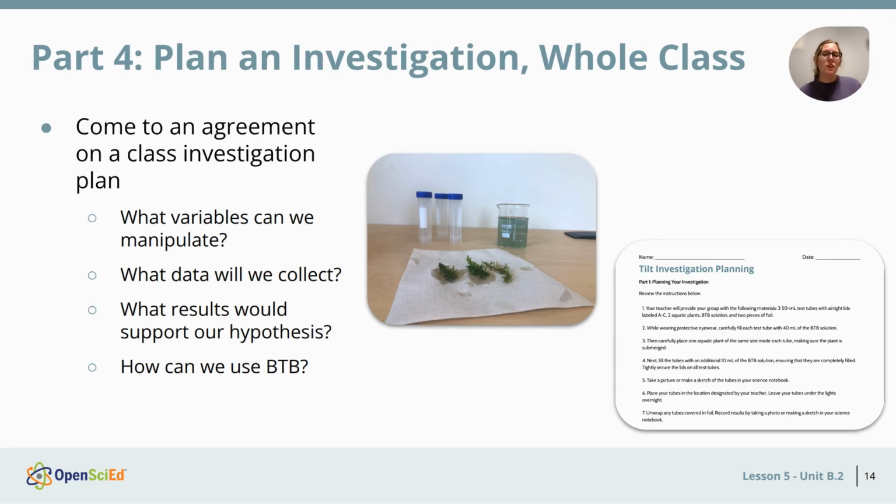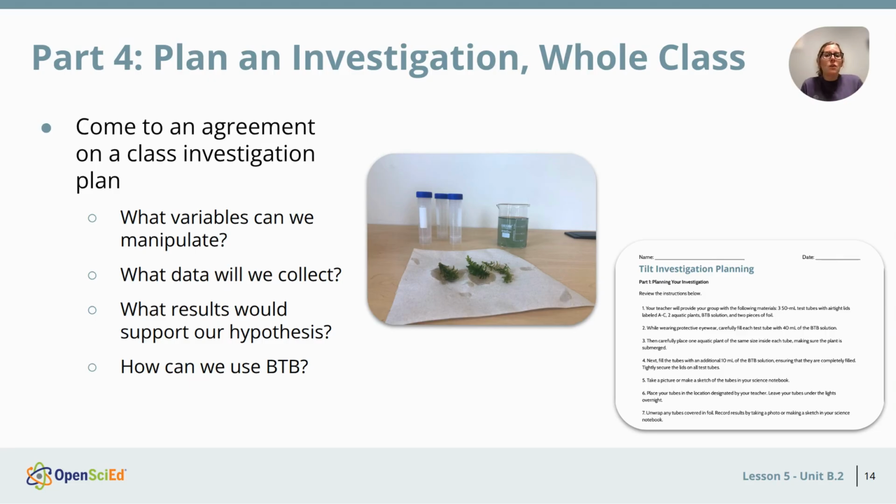All right, part 4, after planning the investigation individually, we are planning it together as a class. And we're going to come to an agreement on the class investigation plan. So what variables can we manipulate? Can we change the amount of carbon stored directly? No, but we can change it indirectly. And then we get to the idea of, all right, we've got a light source. What can we do to manipulate light in some way to try to represent how sunlight has changed, how much of it is getting to the Arctic?